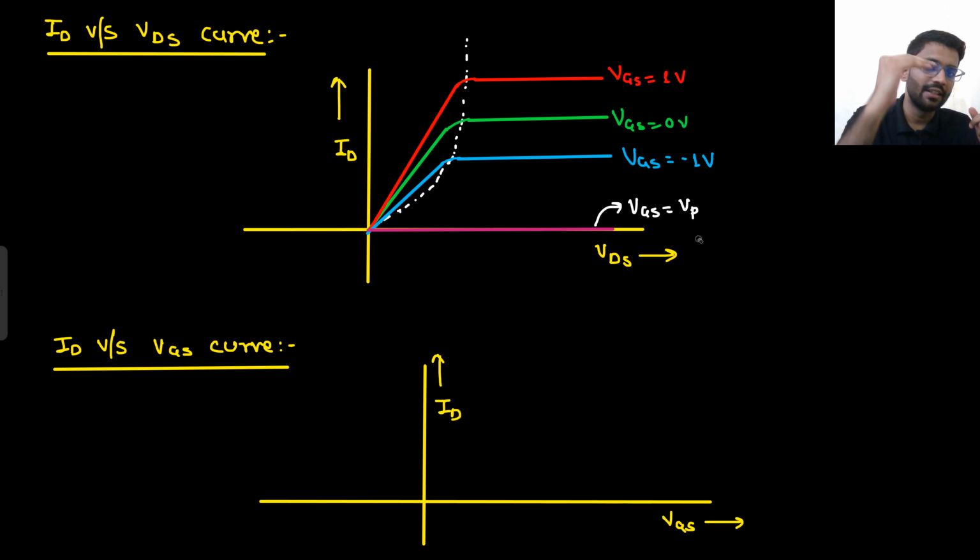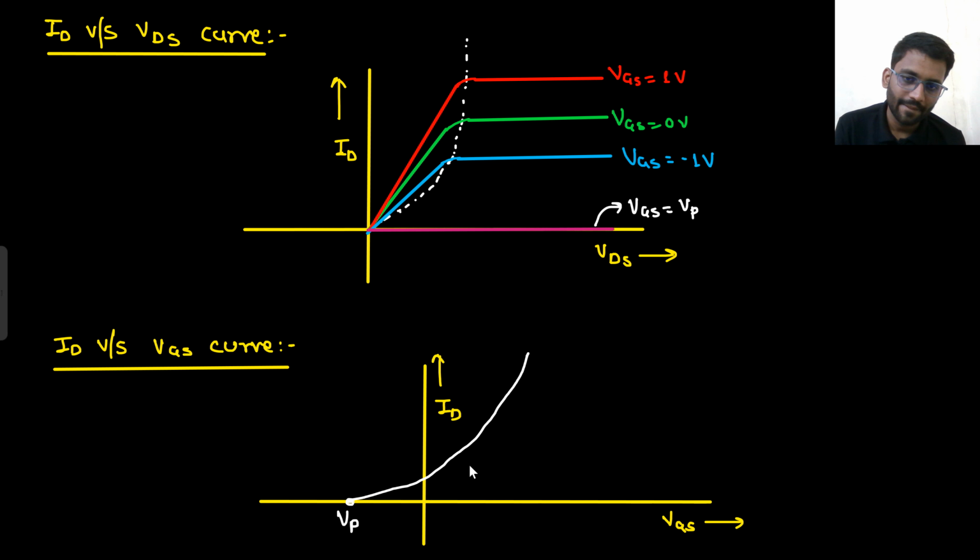There will be a high electric field, but the charge carriers are fewer, so the current saturates. And if we increase the VGS value, what will happen? The current is increasing, right? Let's draw the ID versus VGS curve. How will it look? For VGS equals VP, the current is 0. After that, the current keeps on increasing. Let's say this is for one particular VDS value. Let's call this VDS1.